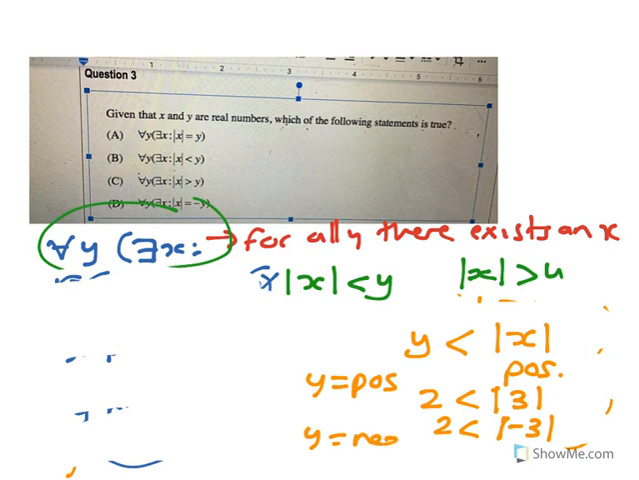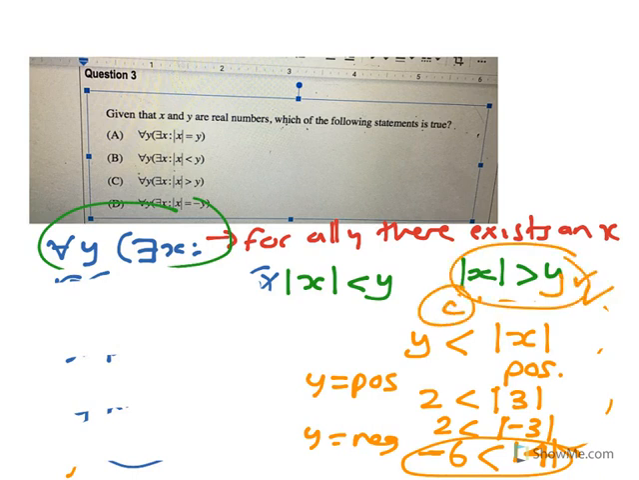If y was equal to a negative, say minus 6, can I find a value of x that is greater than that? Yeah, minus 1. We could put 4. So that does work. It does exist for negative. So therefore, the answer is C.